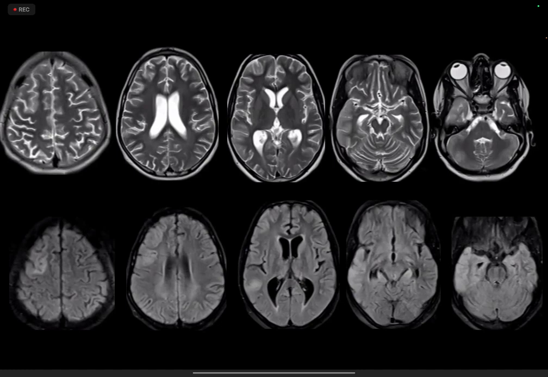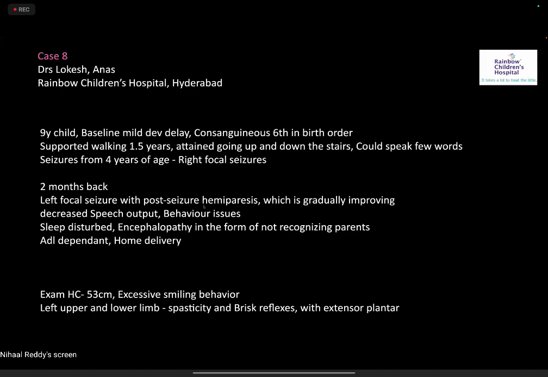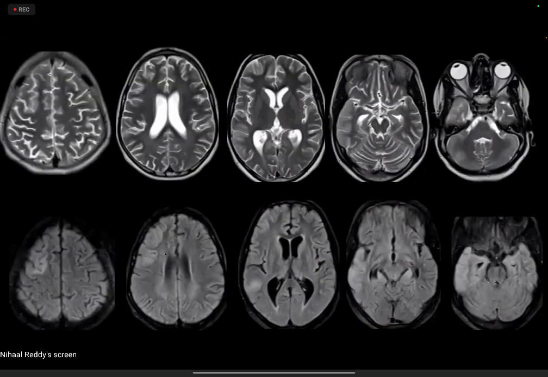EEG, Anas, the question of EEG? EEG had just background slowing. There were no radiomechanical complexes for SSPE. So, Dr. Vijay, mitochondrial is still a possibility. This case, I don't know whether mitochondrial is the first possibility, but obviously it's one of the possibilities.